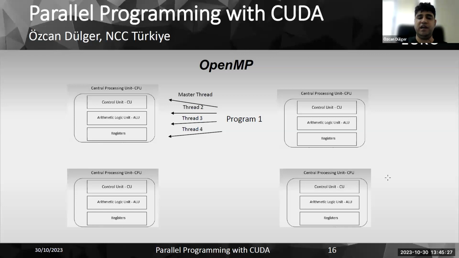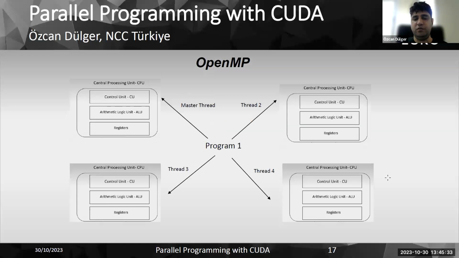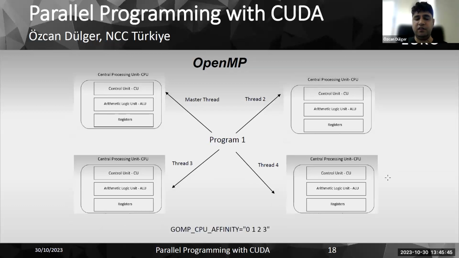Why? Because we must distribute these threads to distinct cores. How can we do it with OpenMP here? This is our aim. We try to distribute them to the distinct cores, so that all these threads run in parallel. How can we do it?